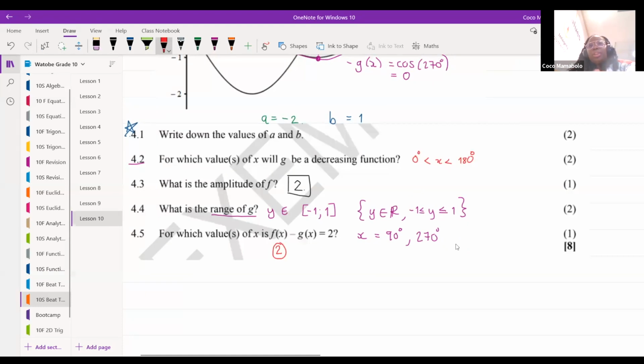0. Okay, now we have 2 minus 0. 2 minus 0 is equal to what?